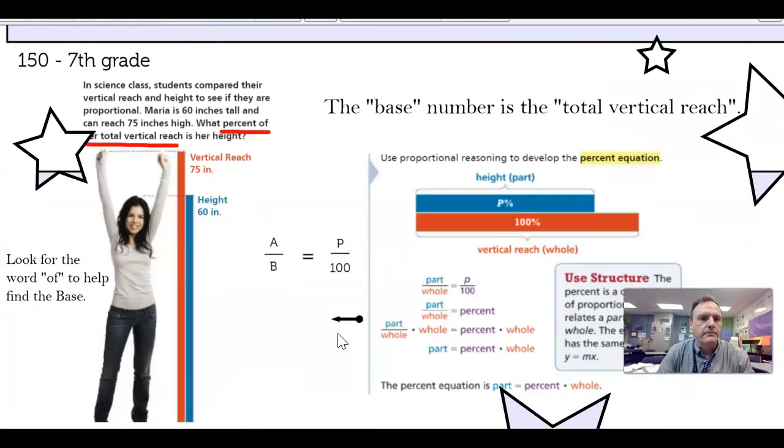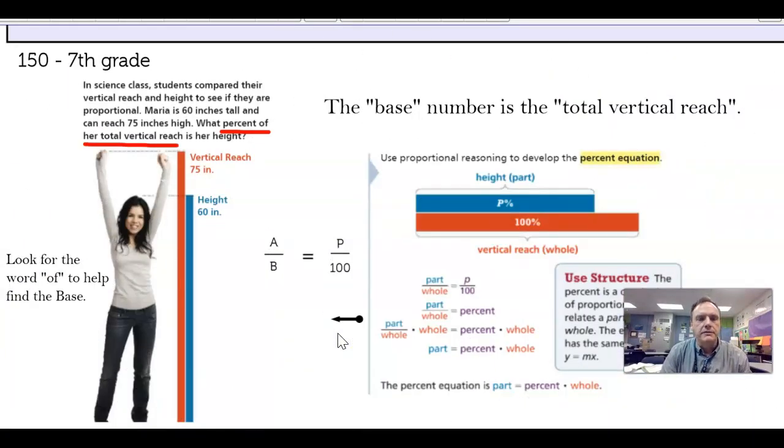Okay, this is a problem looking at page 150 in your 7th grade book. You can take a look at that with us, or you can just continue watching this. In science class here, students compared their vertical reach and height to see if they are proportional. All of the kids in the science class stood up, measured their height, and then reached up and measured their vertical reach, just like you see Maria doing right here. And then they looked at the ratio of height to vertical reach, and they questioned, are they the same ratio? Are they equal ratios across the board?